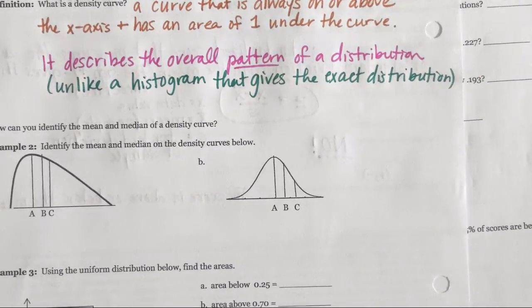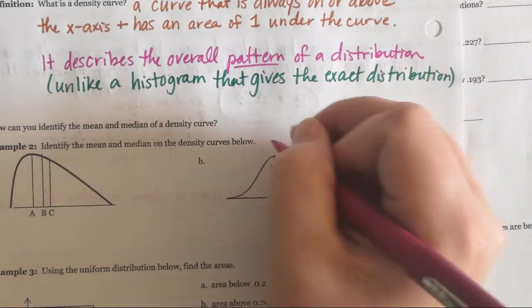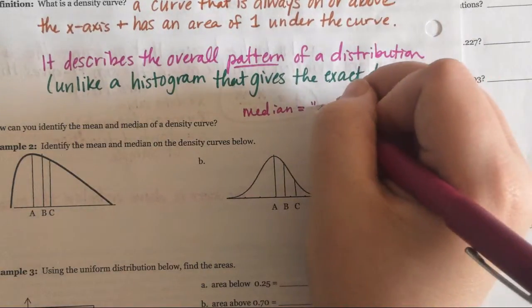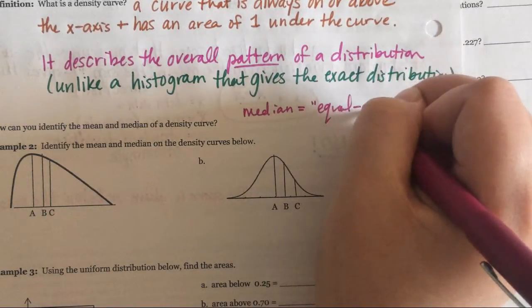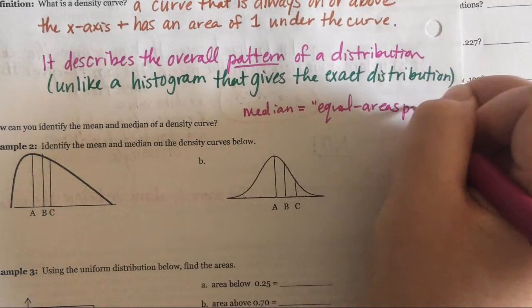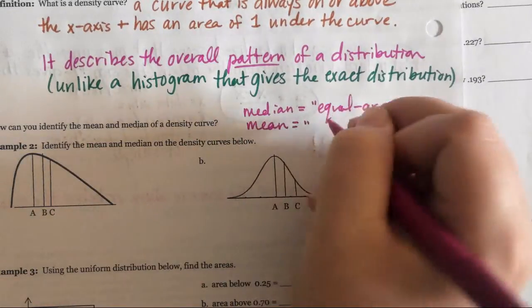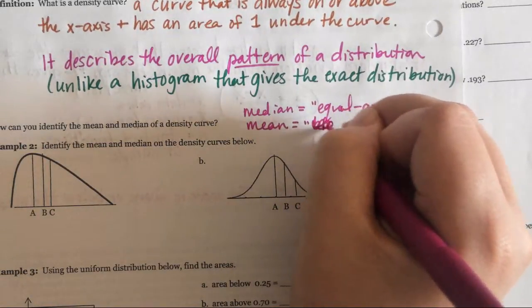Okay, so we're about to practice reading a density curve, and it's different from a histogram because it's describing the overall pattern, whereas the histogram gives the exact. With a histogram, if it veered, we veered, whereas this is just a general thing. And how can you identify the mean and the median of a density curve? The median is the equal areas point. And the mean, we tend to call that the balance point. And you're like, what does that mean, Miss Compton? But I swear we're going to get there.